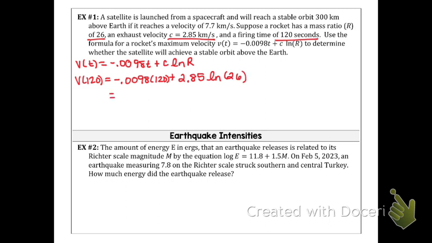All right, so we're just going to type that into our calculator, and we get 8.1095, and it's measuring kilometers per second. So the question is whether this satellite will achieve a stable orbit above the Earth. Well, it says a satellite is launched from a spacecraft and will reach a stable orbit 300 kilometers above the Earth if it reaches a velocity of 7.7 kilometers per second. This is greater than that 7.7 kilometers per second. So yes, it will.